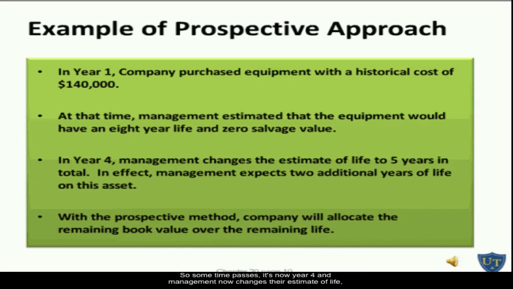So some time passes, it's now year 4, and management now changes their estimate of life. So based on their experience, they're reducing the estimated life from 8 to 5 years in total. So what they're saying is that they'll be able to use this asset in year 4 and 1 more year in year 5. With the prospective method, the company is going to allocate the remaining book value over the remaining life.